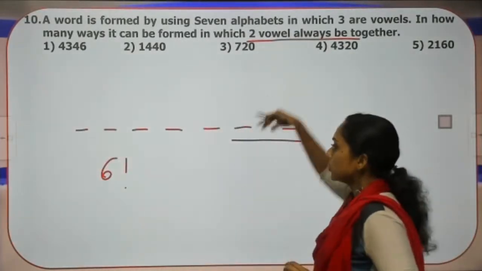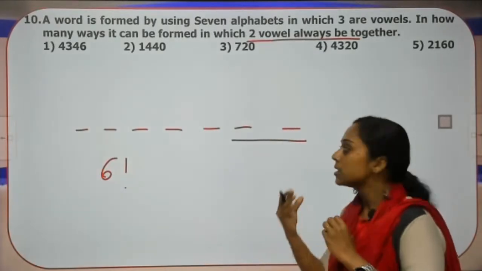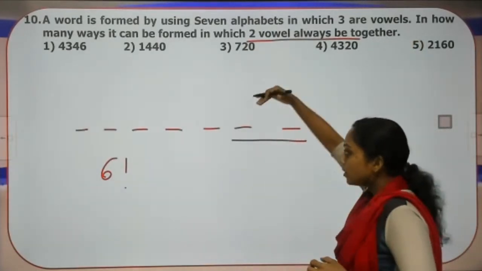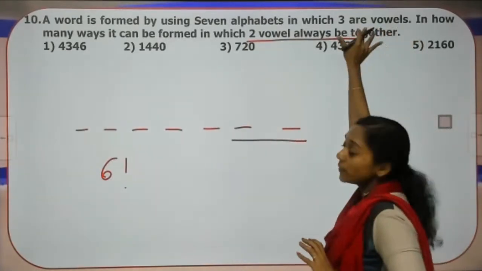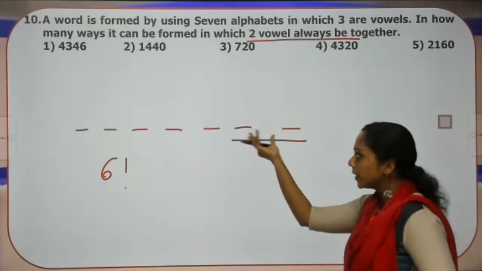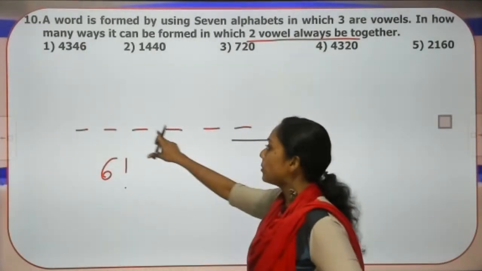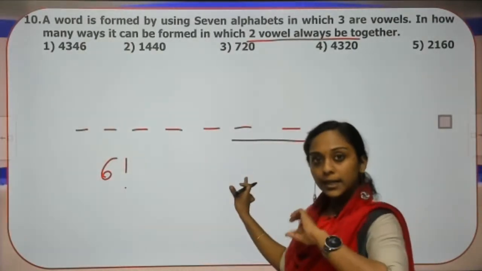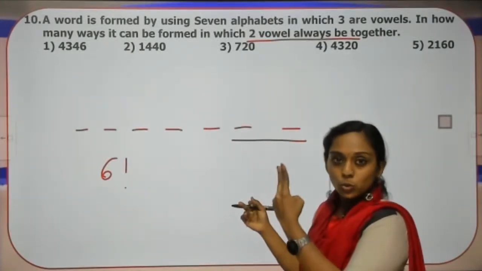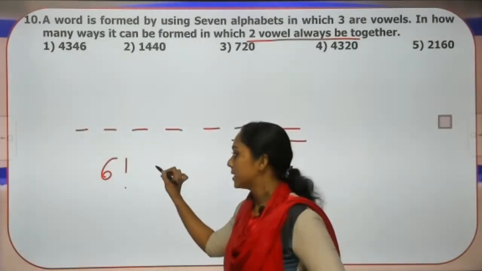I hope you understood why I have clubbed these 2 vowels together, because these are always together. For satisfying this condition I am taking these 2 vowels in a single seat. Okay, so that is why I am taking this as only a single letter. When you are looking from outside, there are 6 letters, and this 6th letter actually has 2 vowels inside it.